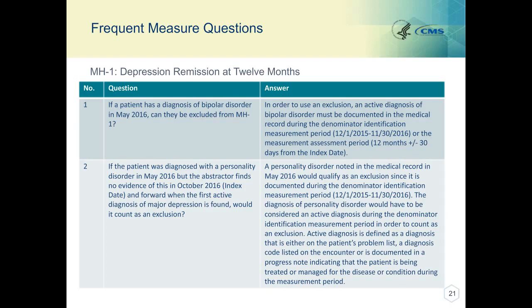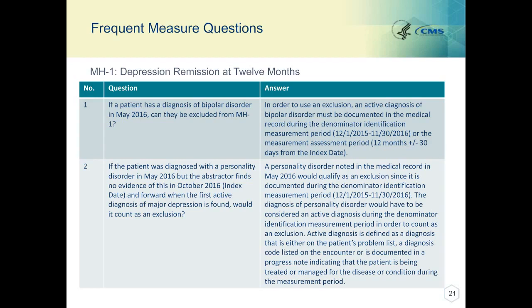For the second question, if the patient was diagnosed with a personality disorder in May of 2016, but the abstractor finds no evidence of this in October of 2016, the index date, so apparently this is the date where there was a PHQ-9 greater than 9, and forward, so they're not finding this personality disorder on October 2016 and forward when the first active diagnosis of major depression is found, would it count as an exclusion?